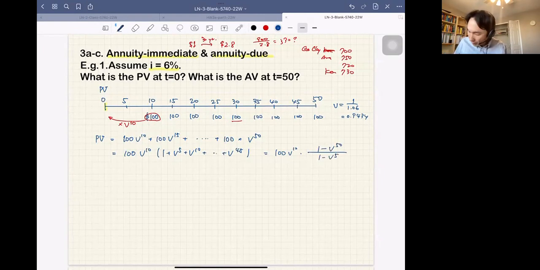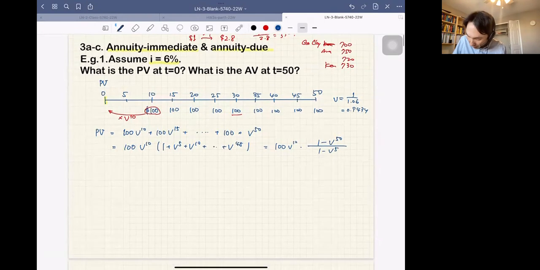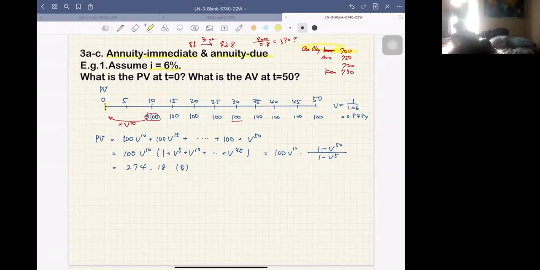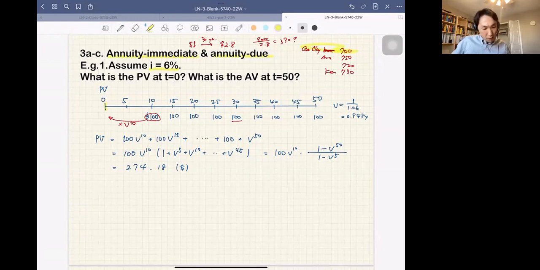Then you can plug in numbers, and you get 274, even smaller than 300. I think all of the answers are not close, but okay, maybe the 700 is the closest. So Garrett Clay will get 2 points.